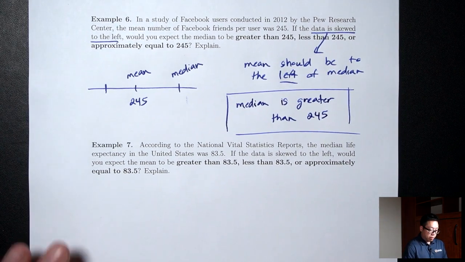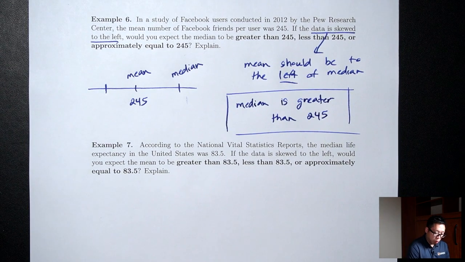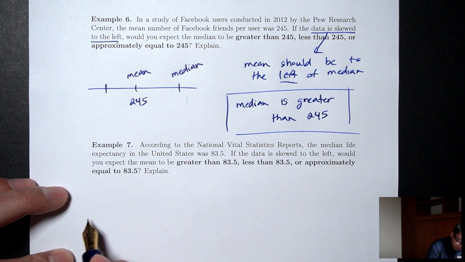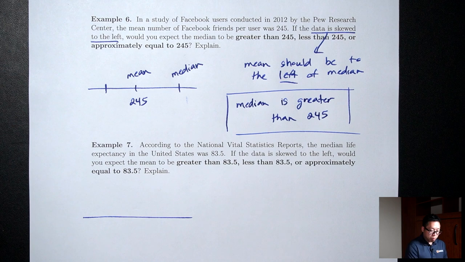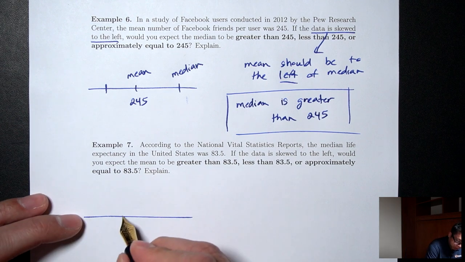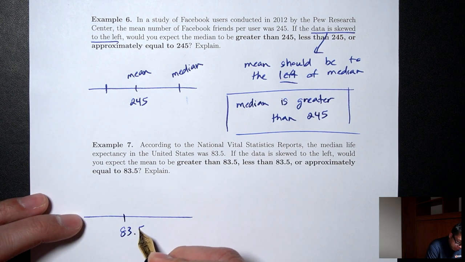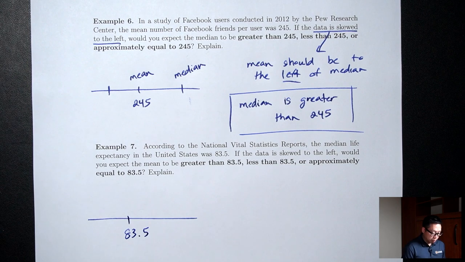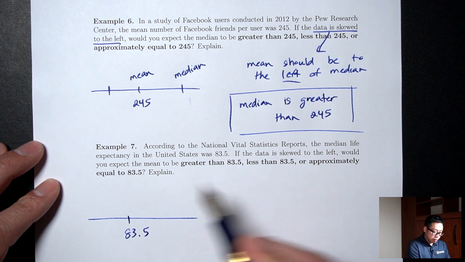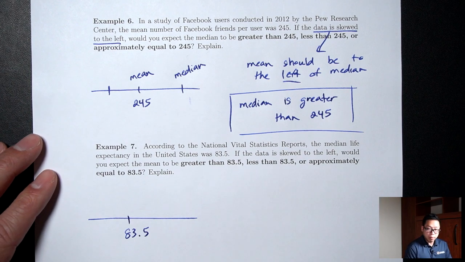Example 7. According to the National Vital Statistics reports, the median life expectancy in the United States was 83.5. If data is skewed left, would you expect the mean to be greater than, less than, or approximately equal to 83.5? Make my number line. I only gave you one number, which is the 83.5, so I'll put it somewhere. And what is this thing? Is this a median or is this a mean? Median life expectancy was 83.5. It is the median.